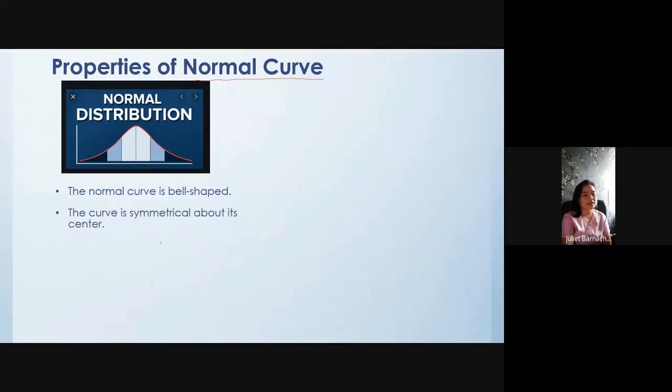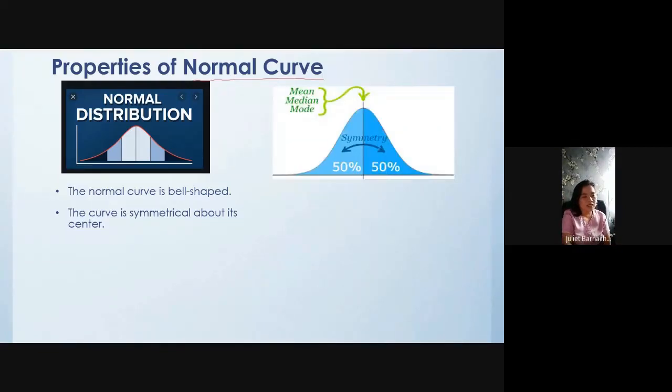Second, the curve is symmetrical about its center. What does symmetrical mean? If you look from this center, the measurement on the right is the same as the measurement on the left. If we fold this presentation, they will coincide, they will overlap exactly. It will coincide with each other. That is what symmetric means. Third, the mean, median, and mode coincide at the center. These three are all in the middle. And that's one of the properties of the normal curve.